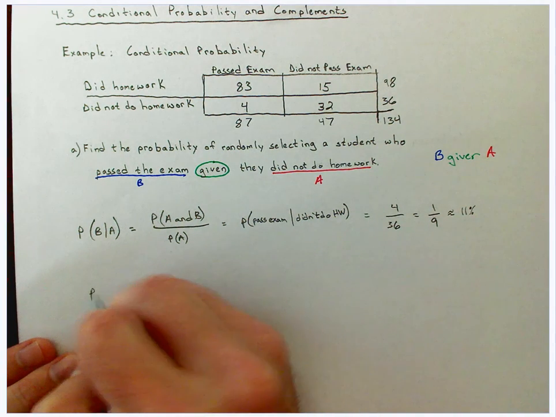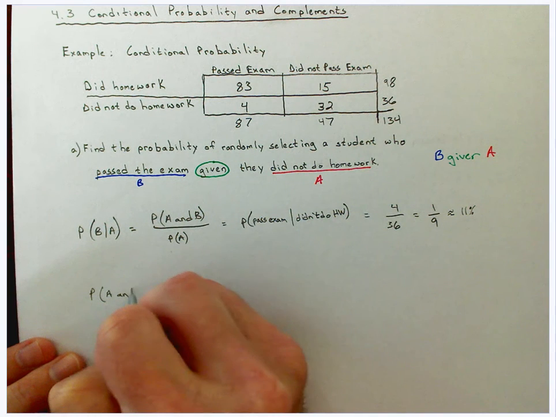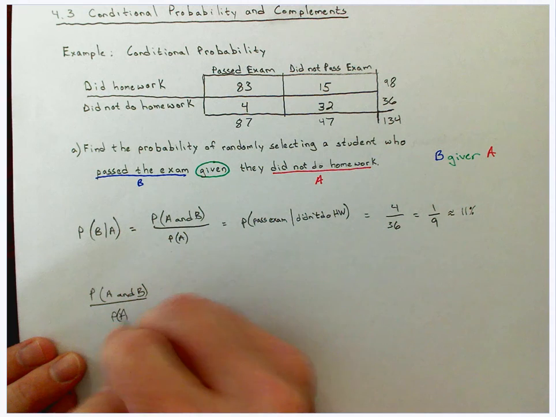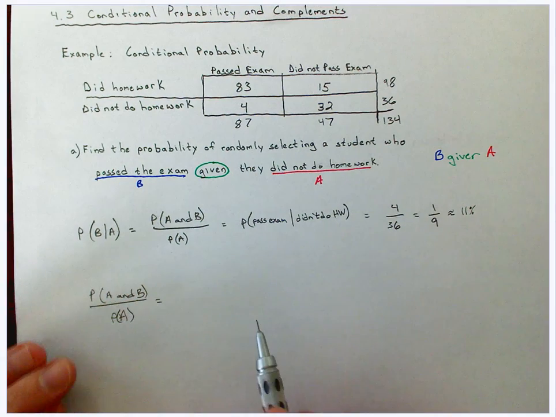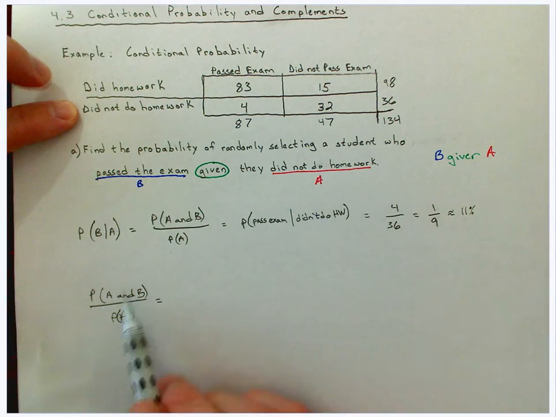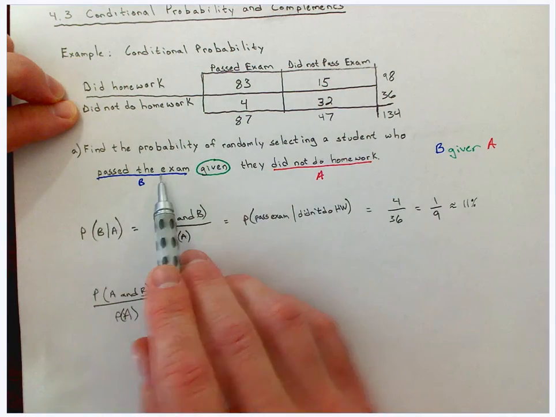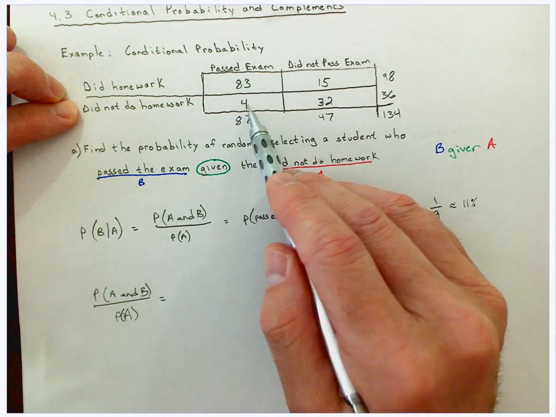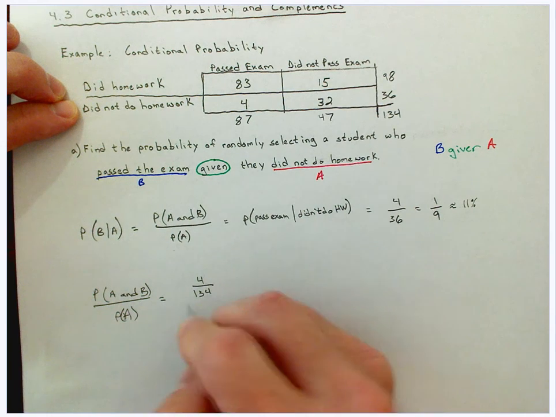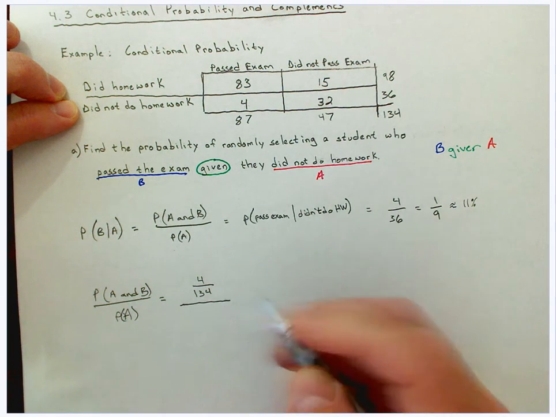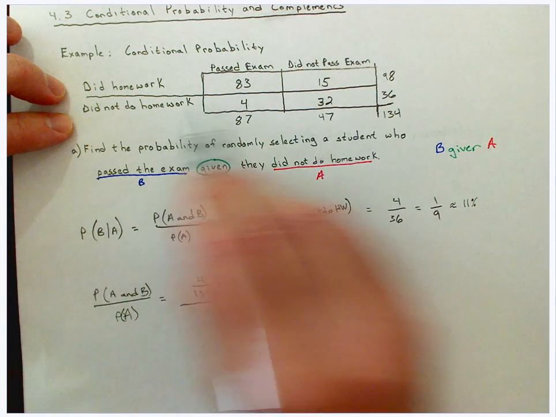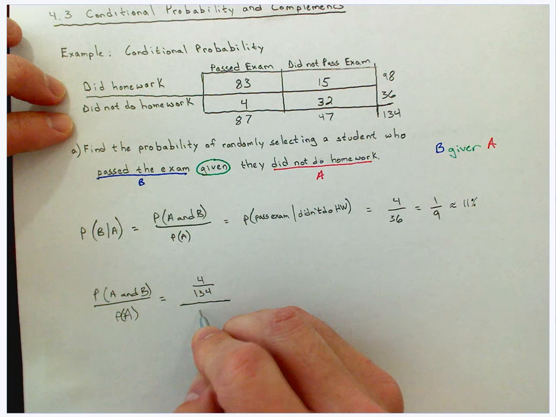So again, I have the probability of A and B over the probability of A. The probability of A and B, that's where A intersects B. A is did not do homework. B is pass the exam. Where they intersect is 4. So 4 over 134, over what is the probability of A? A is did not do homework. Total of that, 36 over 134.